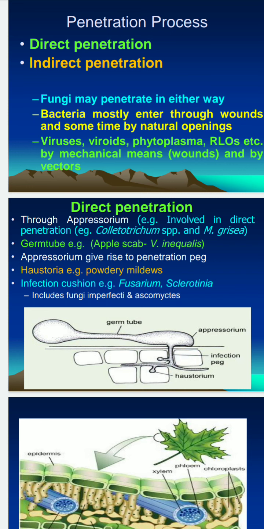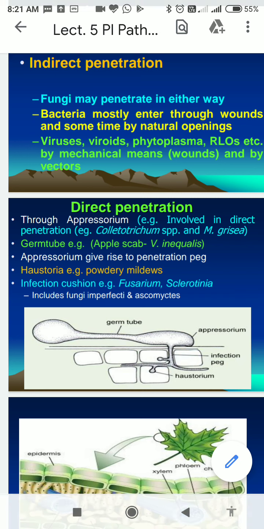Thus, we have seen how different microorganisms can enter the host by different processes. Now we will study direct penetration through the appressorium. The cushion-shaped structure formed by the mycelium is known as the appressorium. Here you can see in the diagram, a spore is germinating through a germ tube, and the anterior part of the germ tube is showing a swollen structure. It is known as the appressorium.